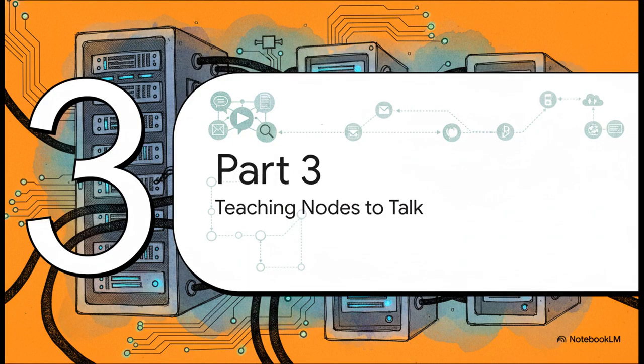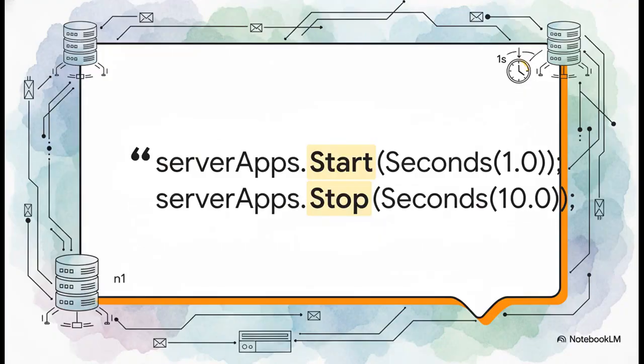We've got hardware, a network operating system, and addresses. The infrastructure is complete. Now it's time to install the applications that will actually do something and generate some traffic. First, we set up our server. We use a UDP Echo Server helper and tell it to listen on port 9.